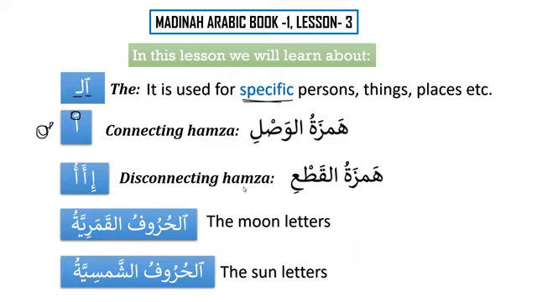And then we have Hamzatul Qati', which is called disconnecting Hamza. It will be written in its original form. However, it will be written on Alif or under Alif, as we can see over here. And it can take Dhamma, Fatha, or Kasra. But the only difference is that the original sign of Hamza will be there as well. Then we have Al-Huruf Al-Qamariyah, the moon letters, and Al-Huruf Al-Shamsiyah, the sun letters.